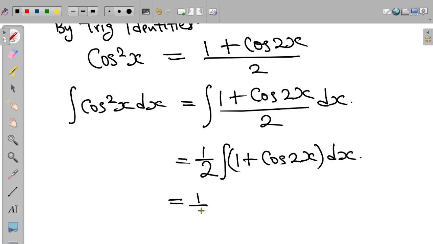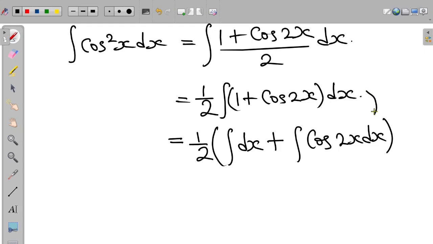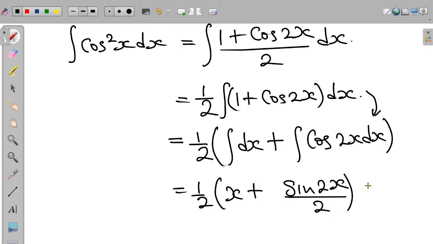So we have that 1 divided by 2, open up the bracket, integral of 1 dx plus integral of cos 2x dx, and we close up the bracket. What we did here was that we applied the linearity property of integration. So integral of 1 dx is given as x plus integral of cos 2x dx is given as sine 2x divided by 2. And we introduce the constant of integration, which is c.